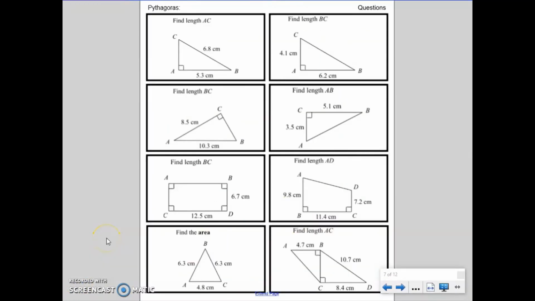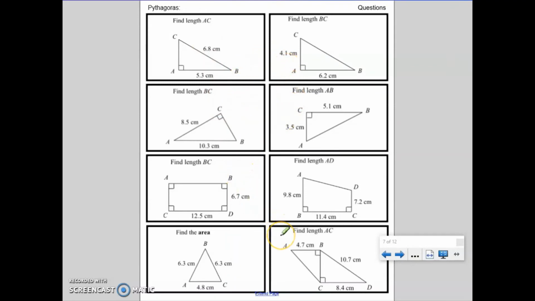Okay, so this is your next task. I've displayed on the screen 8 Pythagoras exam questions. I'd like you to work through all 8 questions, again presenting your answer with a full written method. The first 4 questions are very similar to the examples so far in this video.